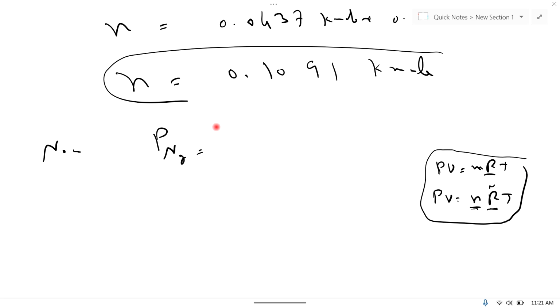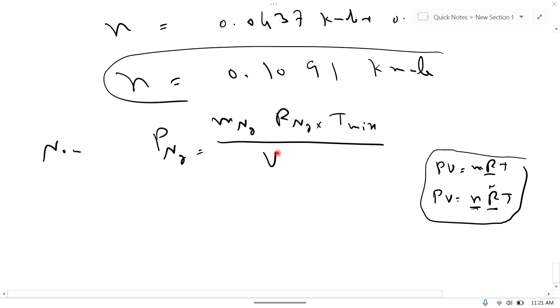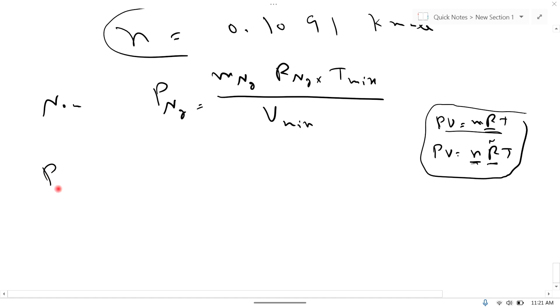So the formula is mass of nitrogen multiplied by R of nitrogen multiplied by T of mixture, divided by total volume of mixture. This is the equation PV is equal to mRT. So the pressure of nitrogen is equal to mass of nitrogen, 1.8312 kilogram, multiplied by R of nitrogen, 0.2969 kilojoule per kilogram per Kelvin.